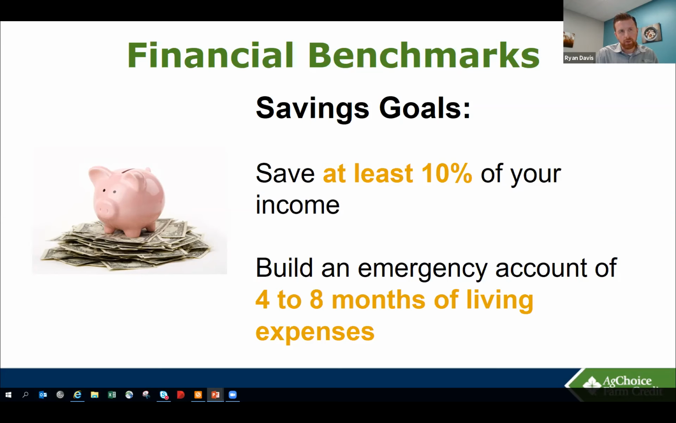Also, an idea would be to build an emergency savings account of 4 to 8 months of living expenses. You may have heard the expression, life happens. Things are going to happen that you just can't plan for. So if you have that emergency fund set up, you aren't scrambling to figure out what to do.